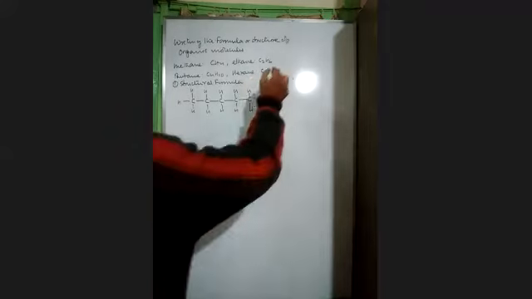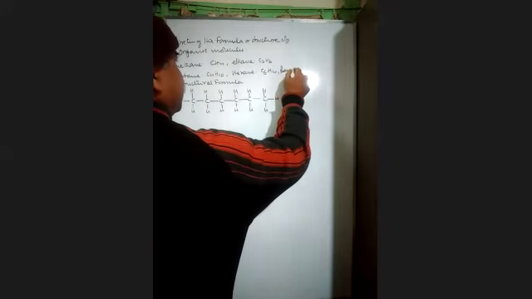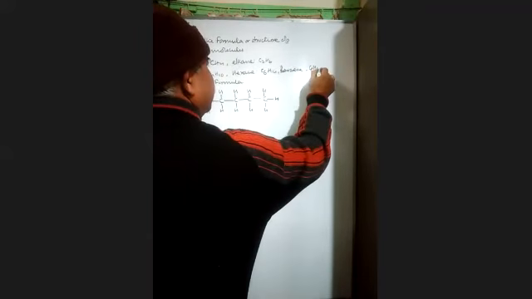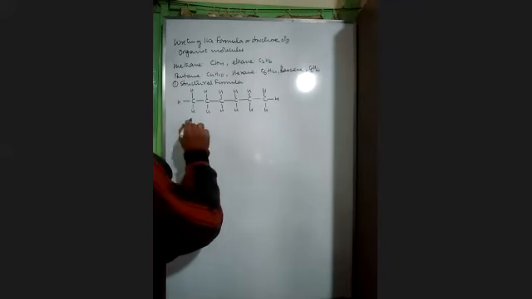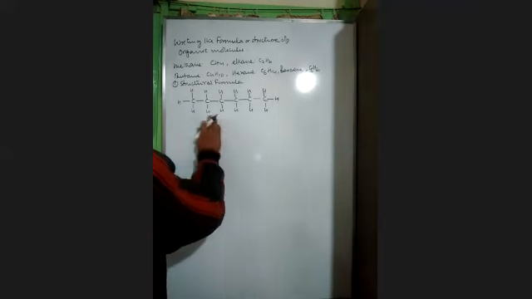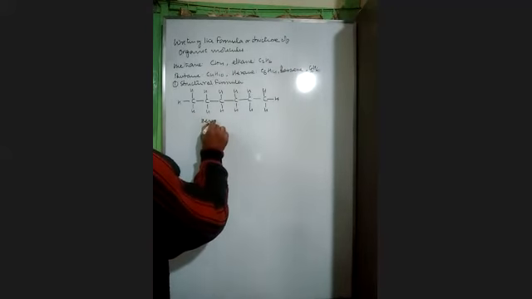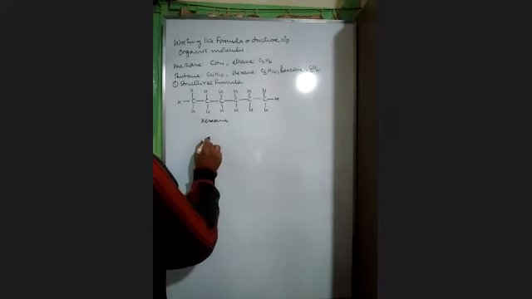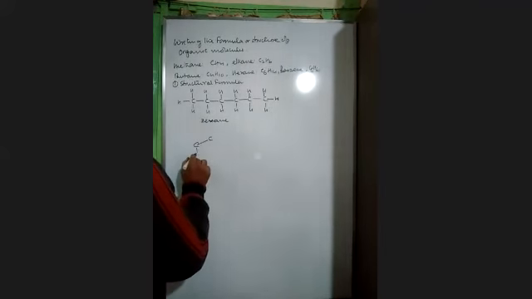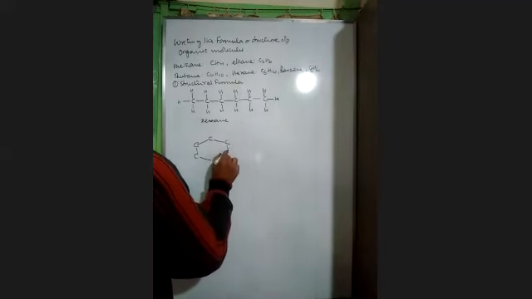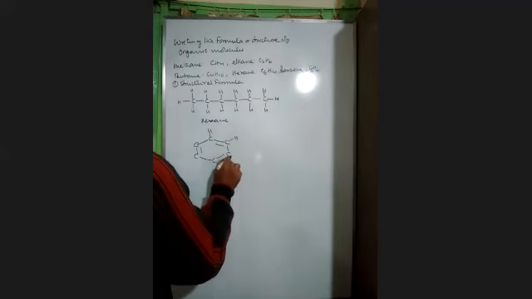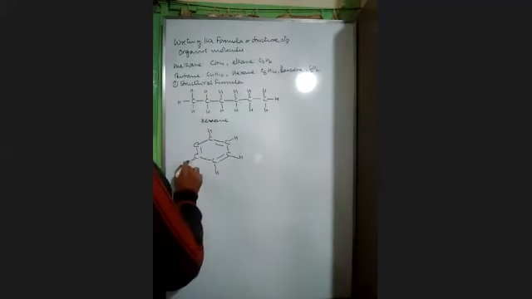Say here I have taken benzene. Benzene is C6H6. So this is the structural formula of hexane. Then just now I have drawn the structure of benzene. This is the one.